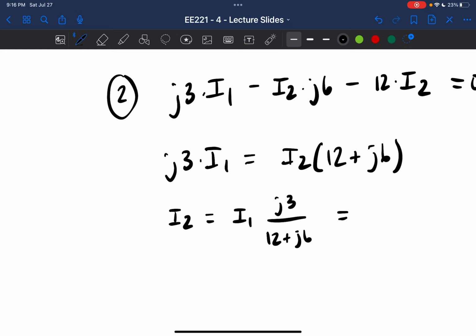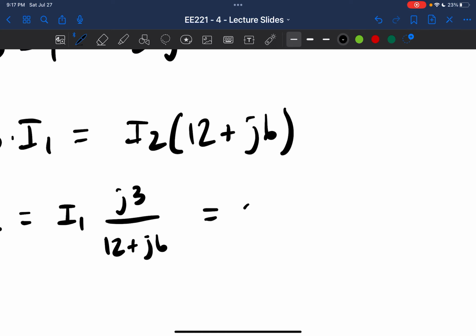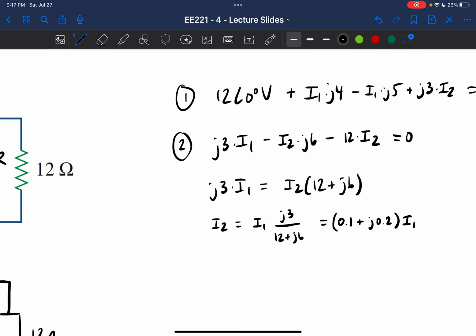Divided by 12 plus 6i here. Something doesn't seem right. Yeah, I was going to say I did something wrong for sure. Okay, good. There it is. So I get 0.1 plus J 0.2, and that's multiplied by I1. So that's my value for I2.